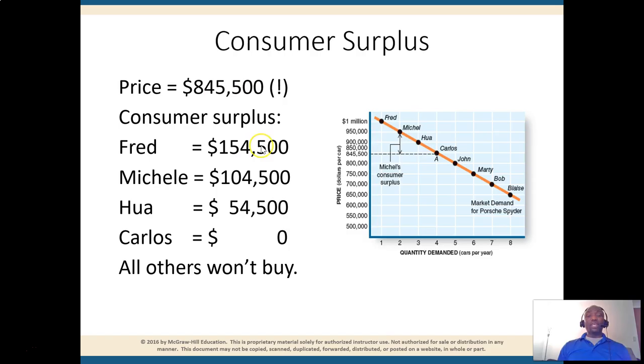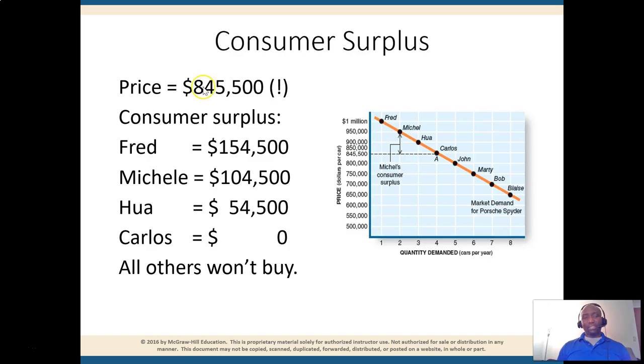So this one is the surplus here. It's like a benefit. Now Michael is ready to pay 950, so when you take 950 minus 845, you get 105. So this is the consumer surplus of Michael. And Hua is ready to pay 900, so 900 minus 845 is 55.